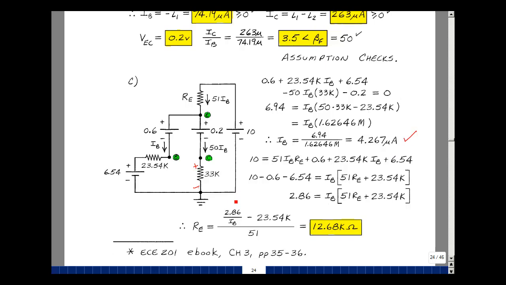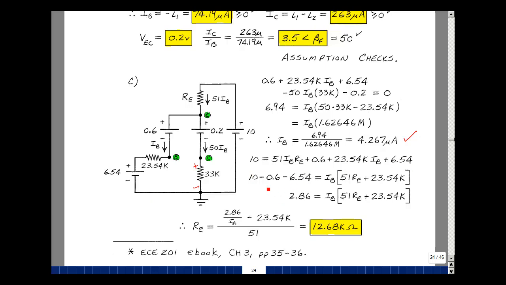I need one more equation to solve for R sub B. I've got a loop here. I could go around this way. I'll take this outer loop. The rise in voltage of 10 equals the drops of 51 IB times R sub B plus 0.6 plus IB times 23.54 K plus 6.54. And that's this equation right over here.